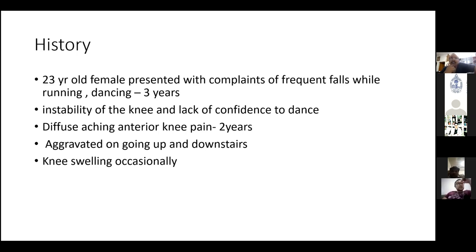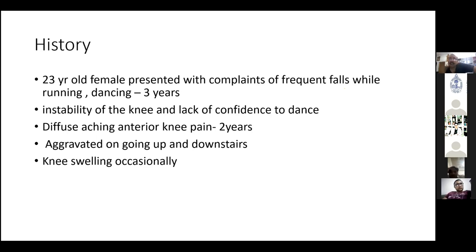Right. So this patient gives a history of frequent falls. She is a female and she gives a history of a few years of problem. So what else do you want to know in the history other than this? Sir, any dislocations of the patella? Yeah, that's what we are saying. Definitely in the history, some people will say I had a dislocation.